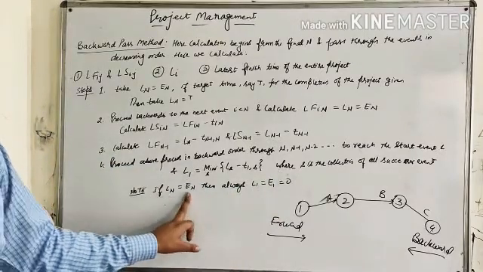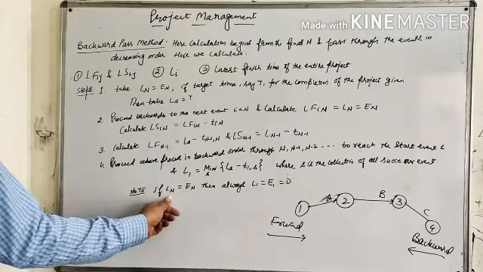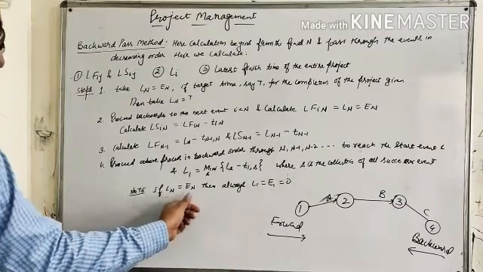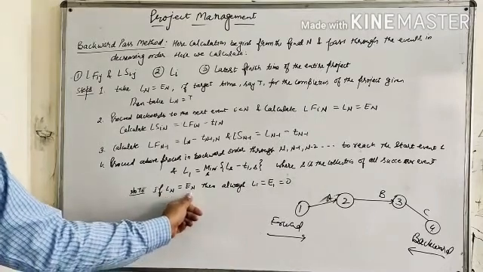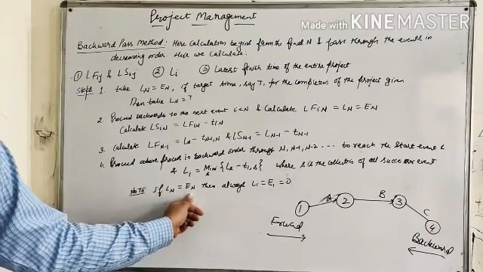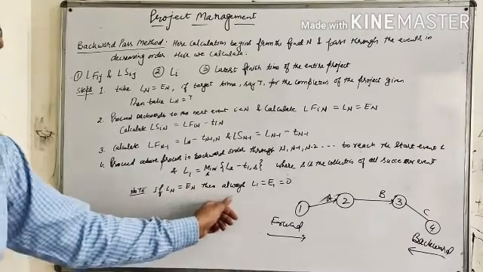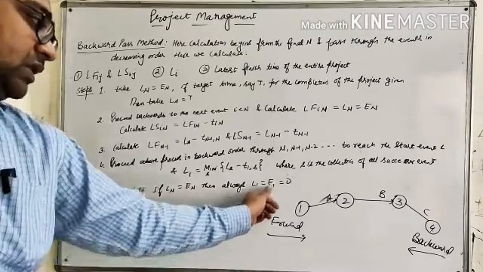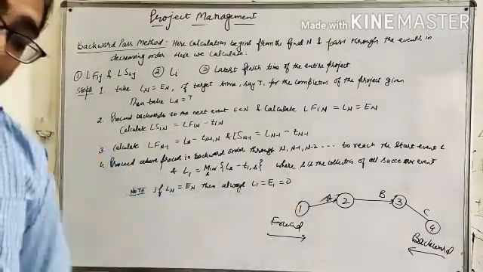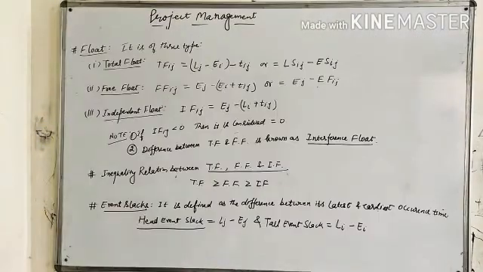Now there is a note. If Ln equals En, that is, the starting event of the backward pass method equals the end event of the forward pass method, then we always take L1 equal to E1, which equals 0. Now moving on to the floats.